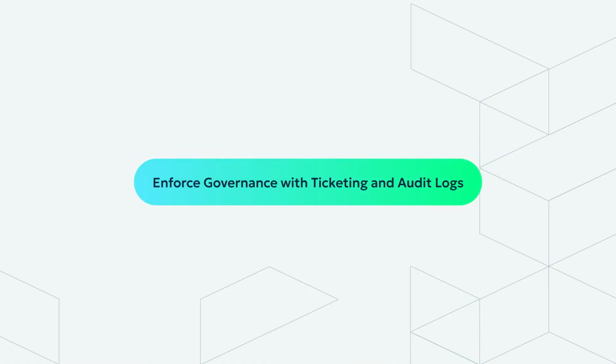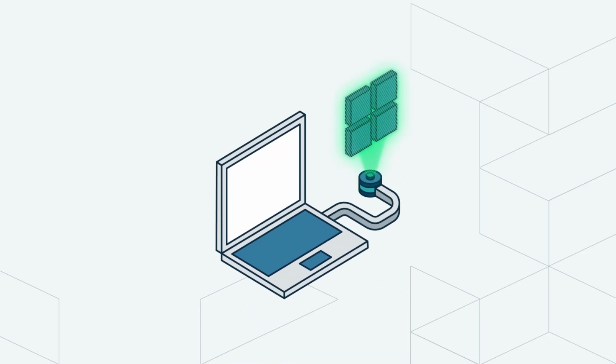Enforce governance with ticketing and audit logs. Auditability separates a checklist from a true framework. Each offboarding step should generate logs tied to a PSA or RMM ticket. Devices, access changes, scripts, and approvals must be traceable for compliance reviews, client reporting, and dispute resolution.